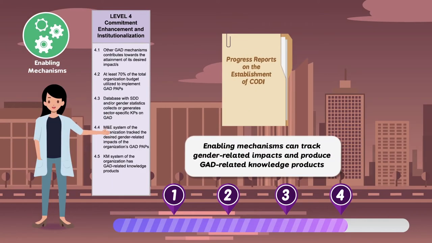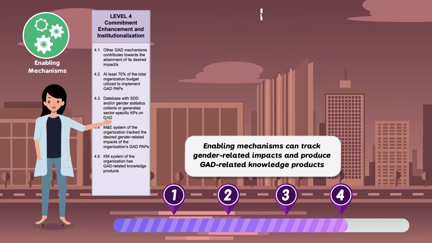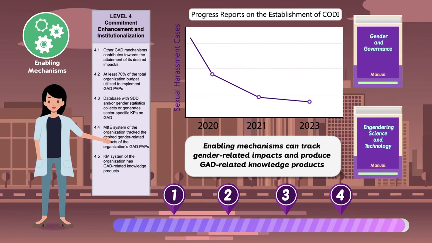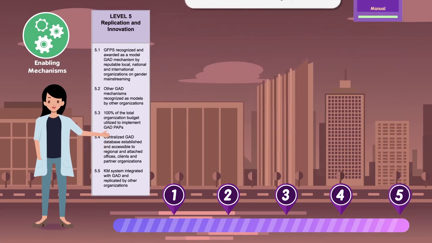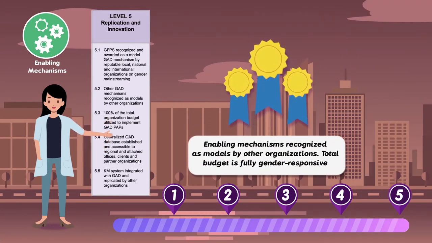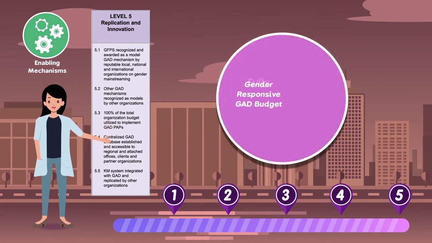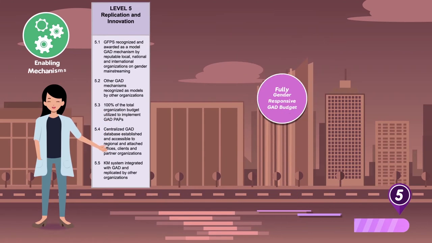At level 4, the organization's enabling mechanisms can now track the desired gender-related impacts and are able to produce GAD-related knowledge products. And at level 5, the enabling mechanisms are recognized as models by other organizations and the total budget of the organization is fully gender responsive.